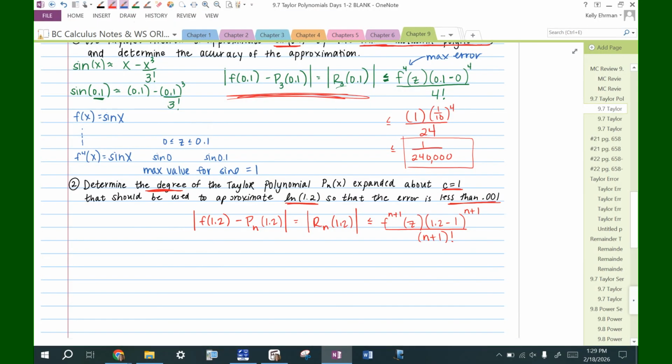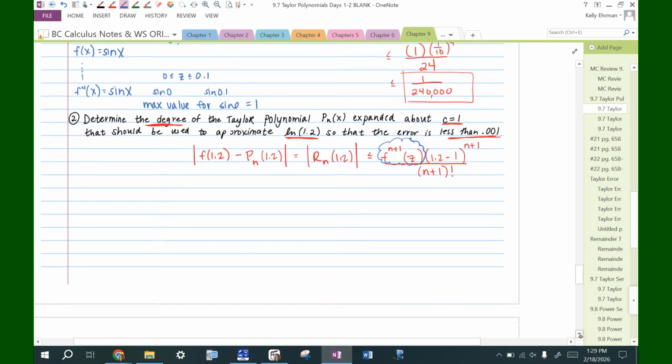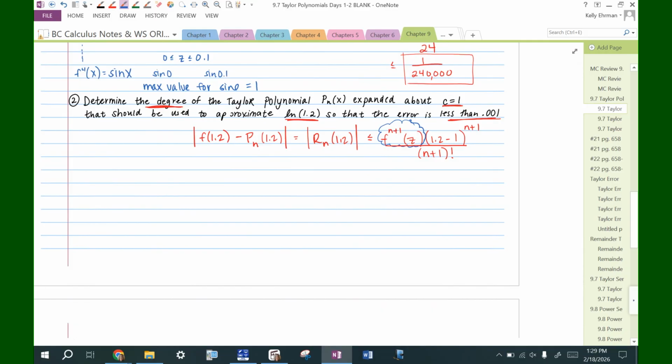Okay, so then once you get it all set up, the next step will always be figure out what number or what expression you're going to be putting in for this n plus 1 derivative of z. And when it's not a sine or a cosine graph, you just need to take some derivatives until you start to figure out a pattern. So start here. f of x is ln x.